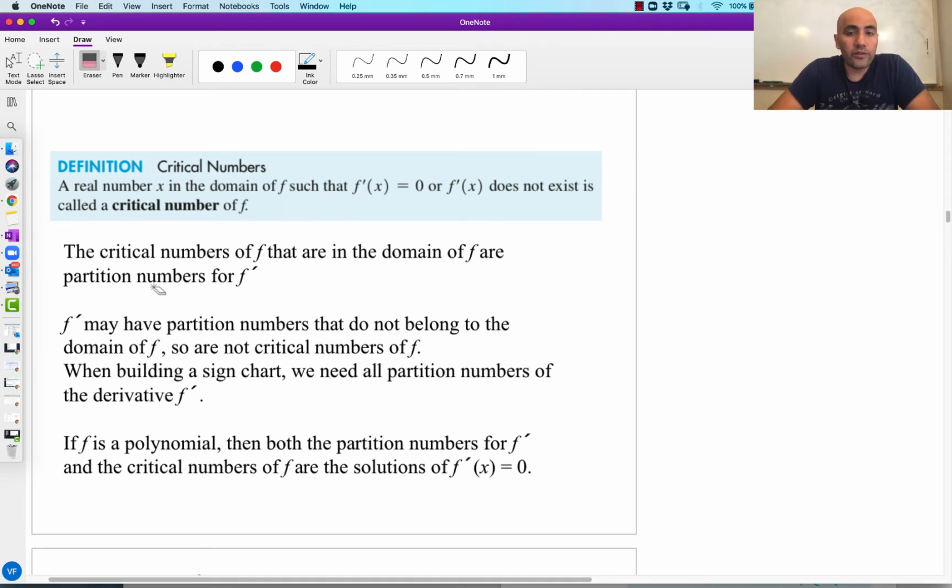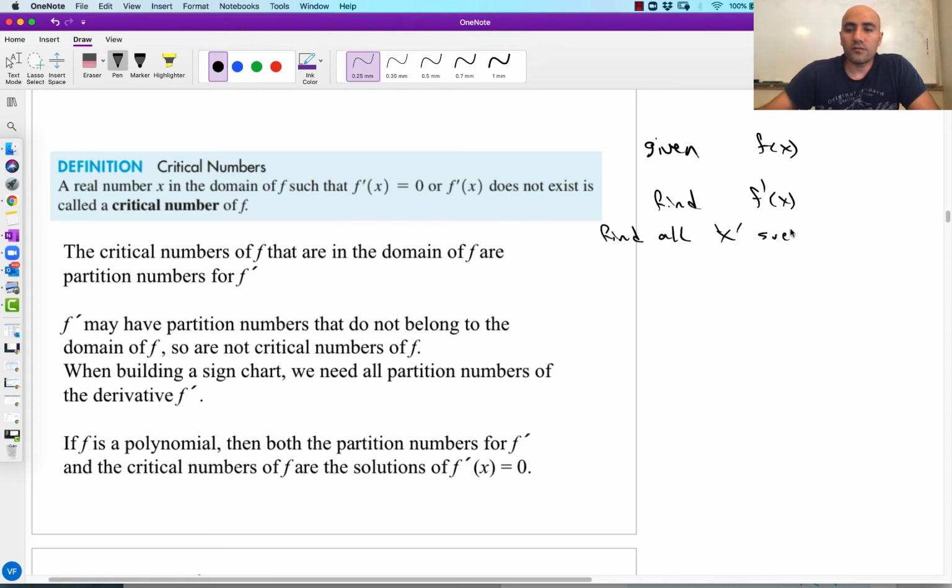When we are working with an equation, we're going to be given some function f of x, so we'll be given in our homework some function f of x. Then we find the derivative f prime of x. We're going to set this equal to 0 and find all x such that either f prime of x equals 0 or f prime of x does not exist. Right, so we find all those x values. Those are the partition numbers. Whatever those values are, those are the partition numbers.